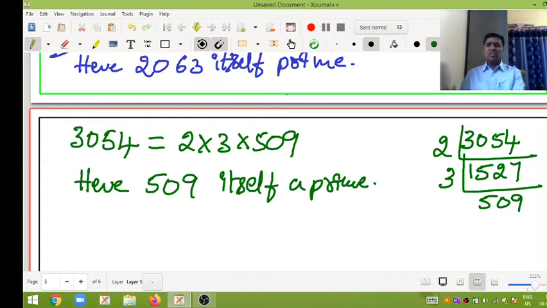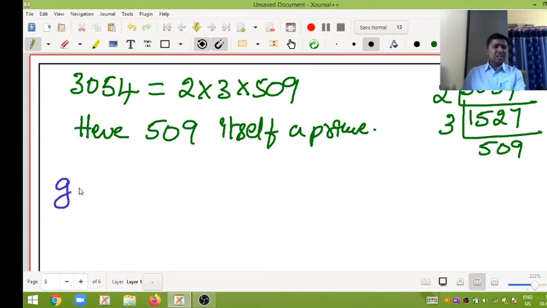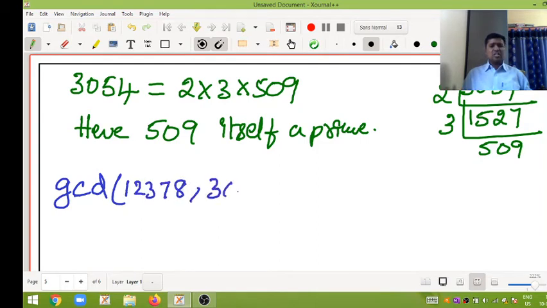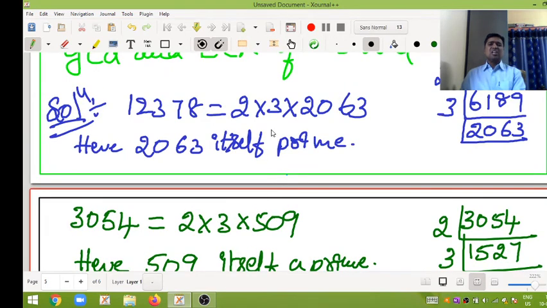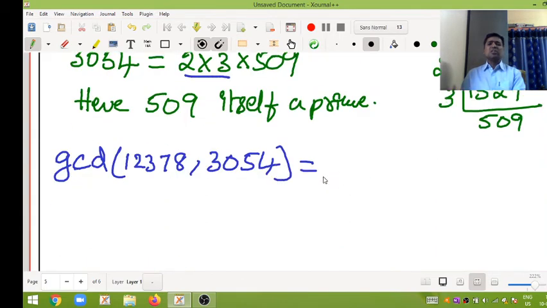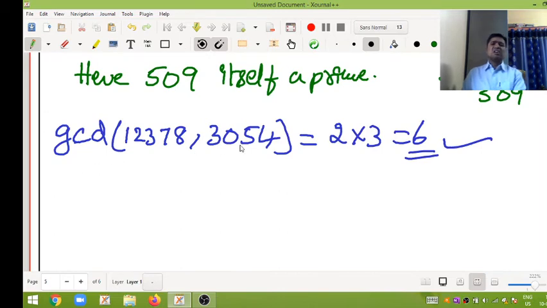So now what do you want to find, my dear friends? GCD and LCM we want to find. GCD of m comma n. M is 12378, comma n value 3054 is given. In general, GCD is the greatest common divisor. In both factorizations, what is common? 2 into 3, 2 into 3. That one factor we have to take. 2 into 3 is equal to 6. So simply 6 is the answer, GCD of these two numbers.